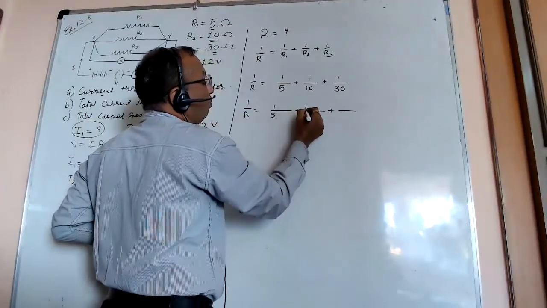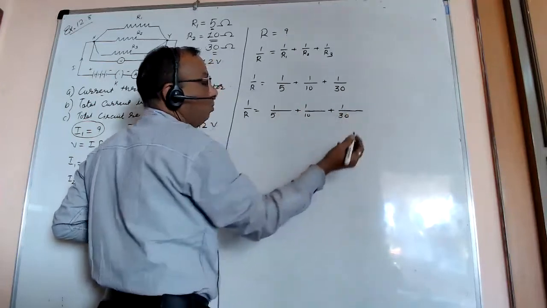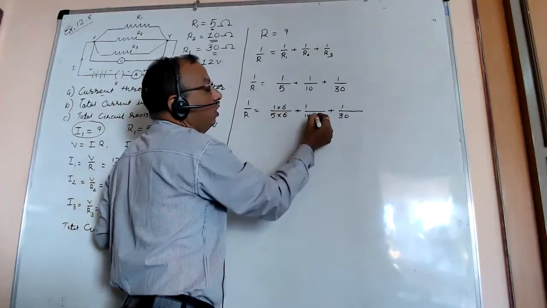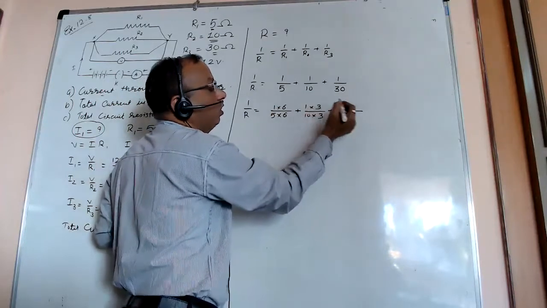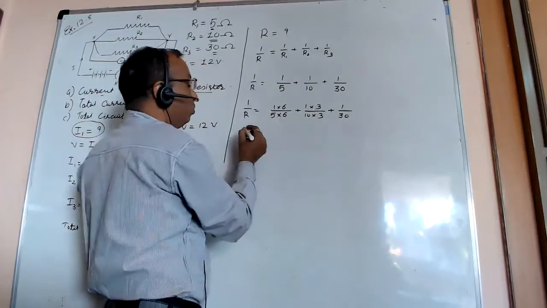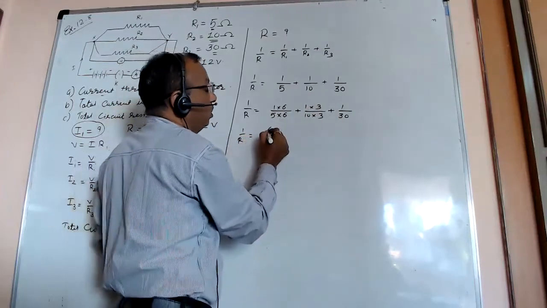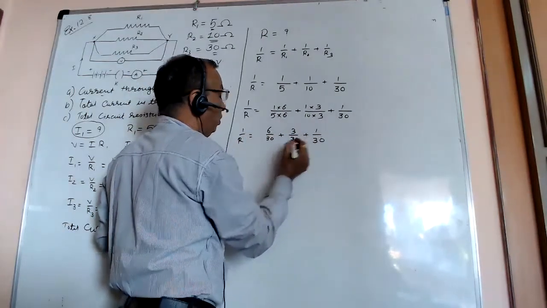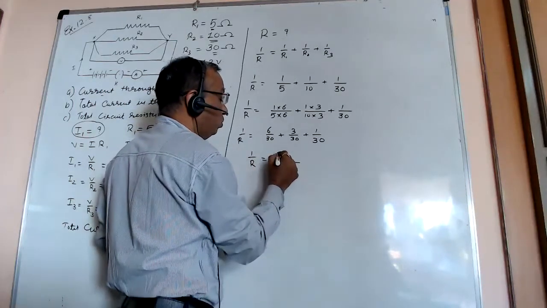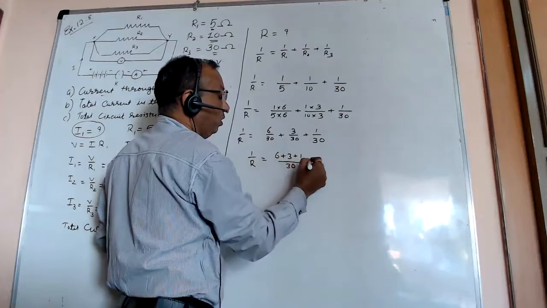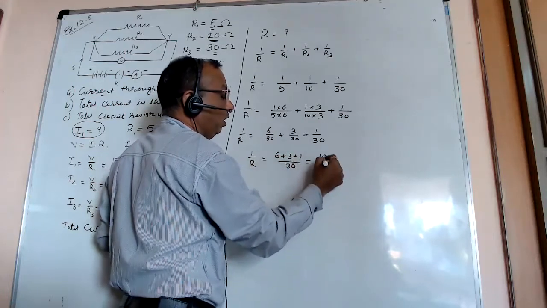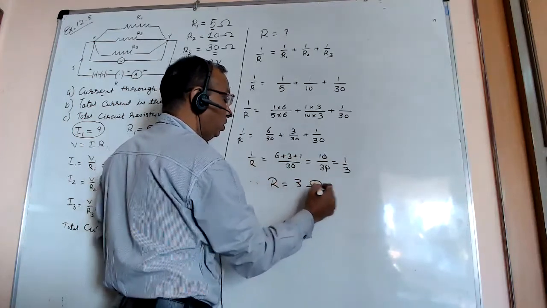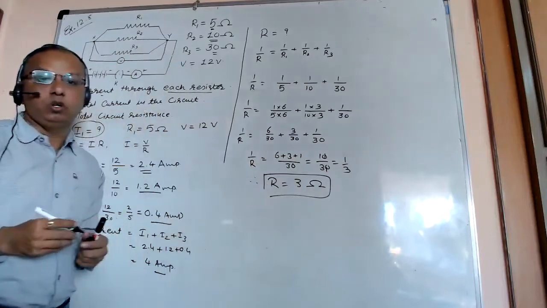So 1 by 5, 1 by 10, and 1 by 30, with 30 considered as the LCM. Here 6 times 5 is 30, and here 3 times 10 is 30. And here we don't need anything because 30 is already there. So 1 upon 5 is 6 by 30, 1 upon 10 is 3 by 30, and this is 1 by 30. So 1 upon R is equal to 6 plus 3 plus 1 by 30, which is 10 by 30, and this is 1 upon 3. Therefore R is equal to the reciprocal, and that is 3 ohm. So this is your answer.